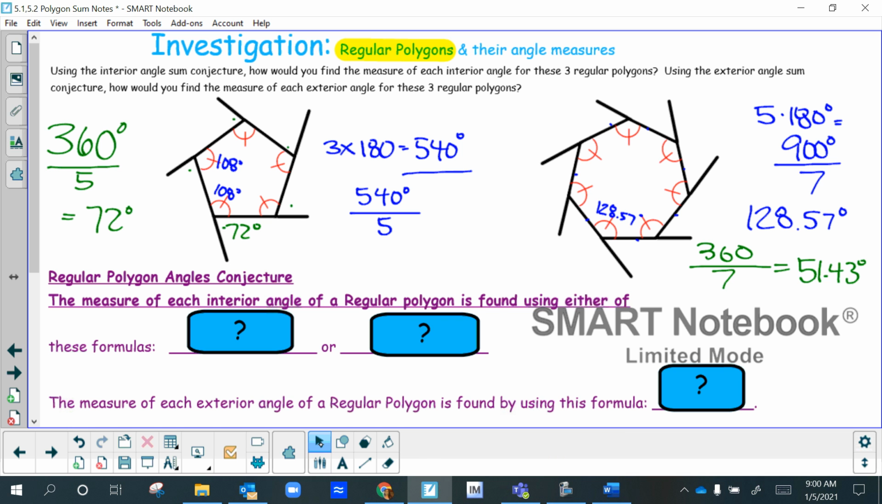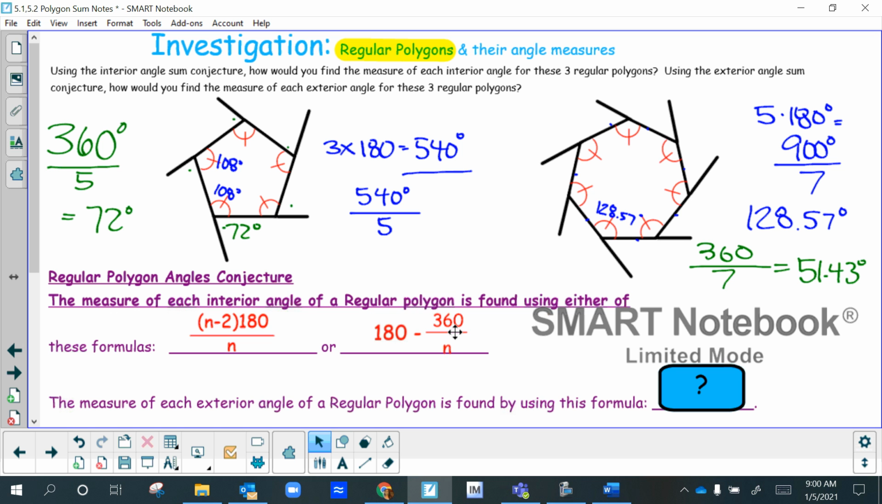The measure of each interior angle of a regular polygon is found by using either one of these formulas. You can take n minus 2 times 180, which came from earlier, and then divide it by n, the number of sides. Or I like this one, and my kids in the past tend to like this one more. You take 180, remember I described that linear pair, and you subtract 360 divided by n. Remember, the exterior angles always add up to 360, so it's real easy to use that, okay?